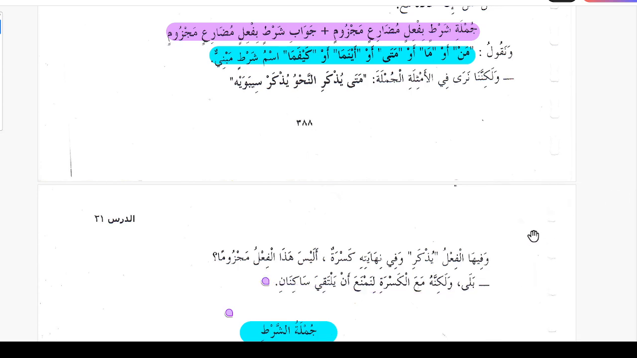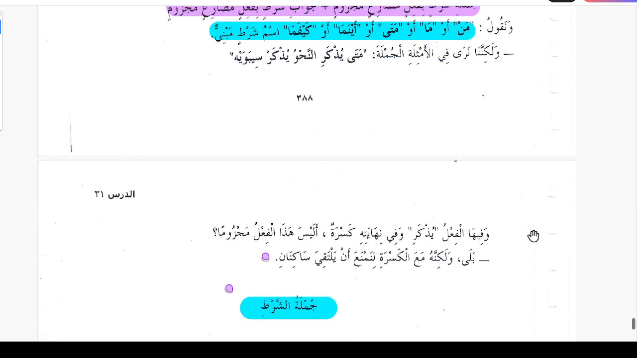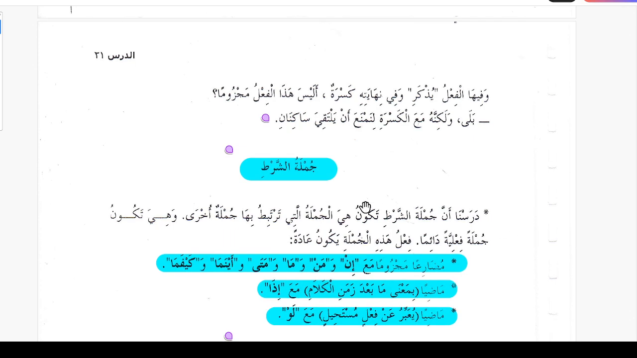Okay, so that was all about the tools of the condition. Now we're going to study the second part, jumlatul shart, which is the condition itself.